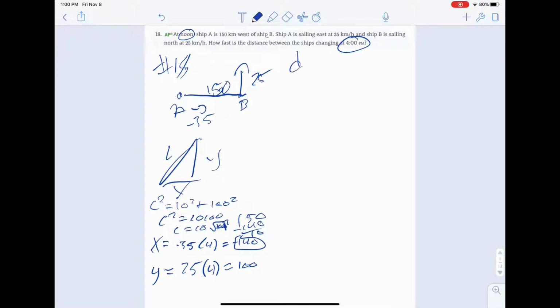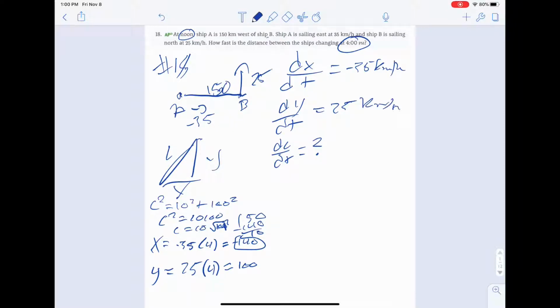So let's start by listing what we have. So dx over dt, and then dy over dt, and then dc over dt. So we're solving for dc over dt. So we have a question mark because we don't know. 25 kilometers per hour and negative 35 kilometers per hour.